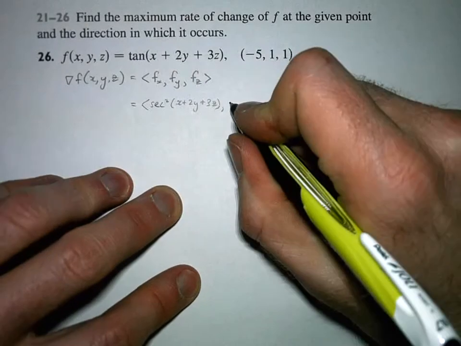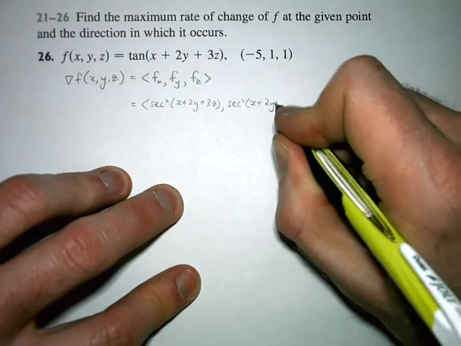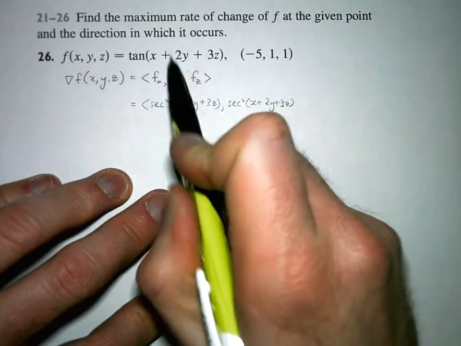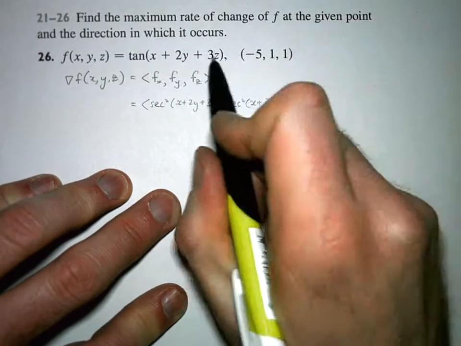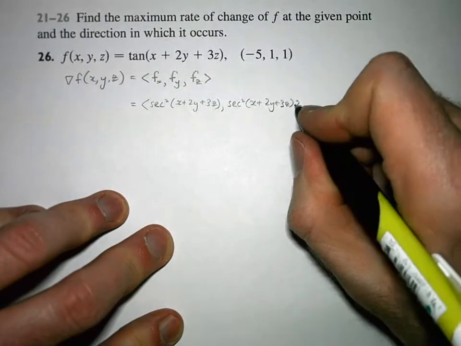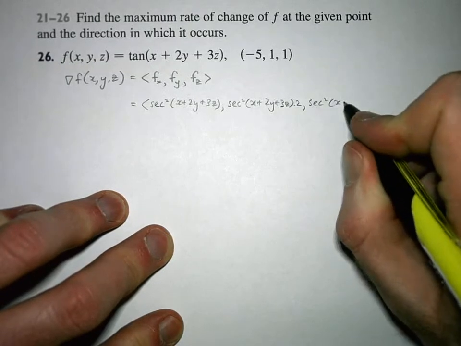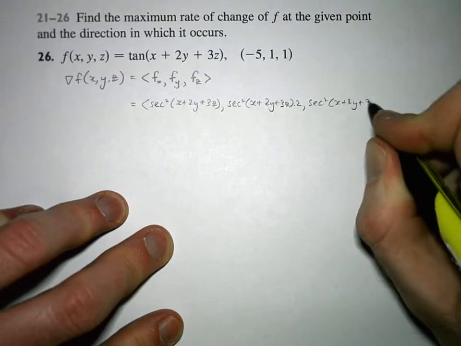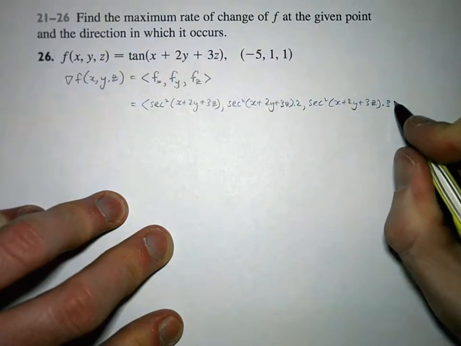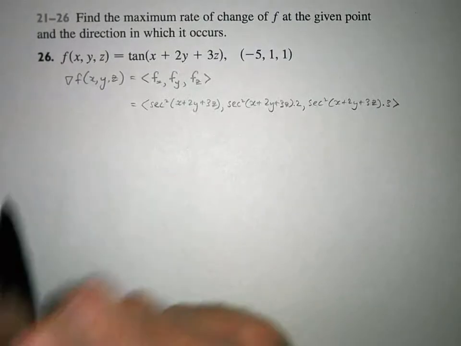So now we need to differentiate with respect to y. Again, the outer function, we differentiate that and we get sec squared of (x plus 2y plus 3z). And now when we differentiate the inner function, x is a constant, 2y differentiates to 2, and 3z is a constant, differentiates to 0. Finally, we need to differentiate with respect to z. Once again, we get sec squared of (x plus 2y plus 3z) multiplied by the derivative of the inner function, in this case 3. And that's the gradient vector, or nabla of f, at any point (x, y, z).